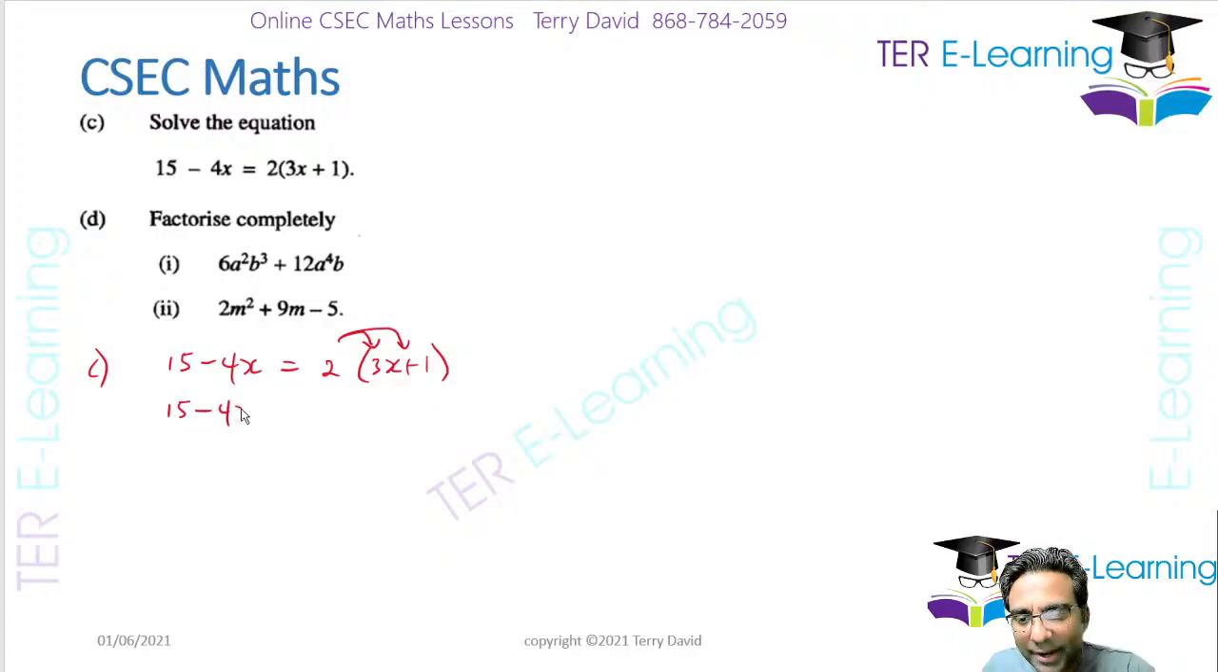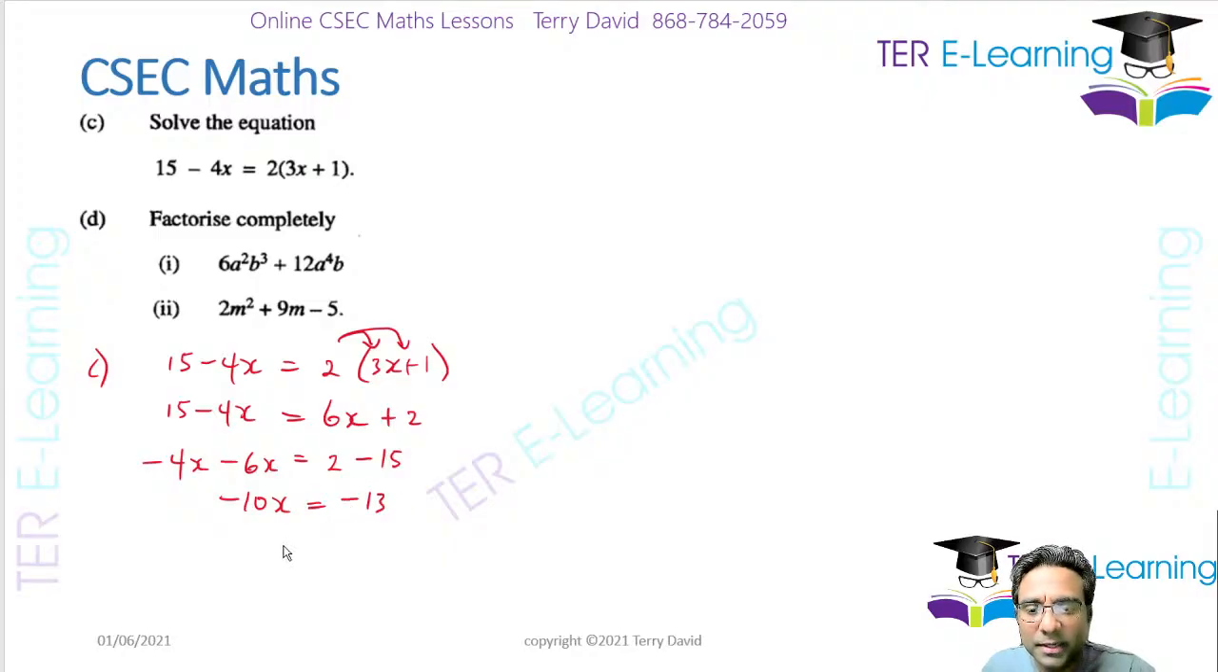So 15 minus 4x is equal to 2 multiplied by 3x, which gives me 6x, and then 2 multiplied by 1 gives me plus 2. So all I'm going to do is carry all the x's to one side, to the left-hand side. So minus 4x minus 6x is equal to 2 minus 15. Minus 4x minus 6x gives me minus 10x, and 2 minus 15 gives me minus 13. So therefore x is equal to minus 13 over minus 10.